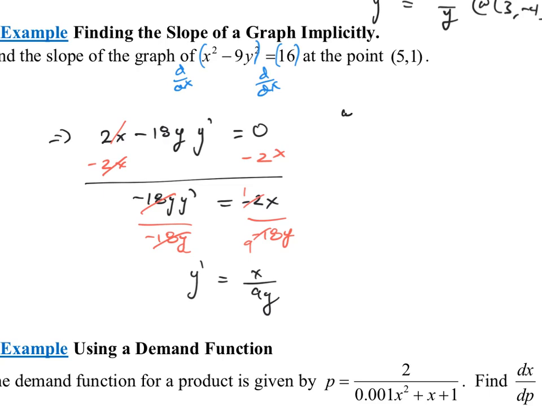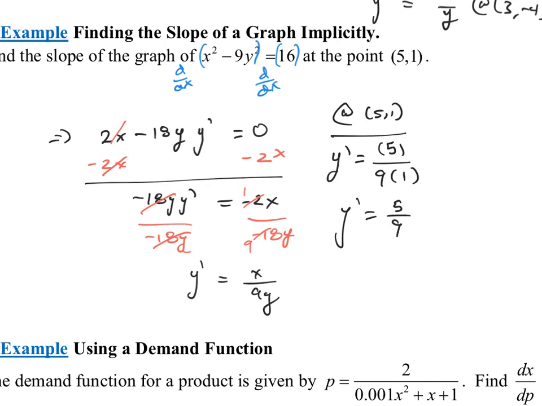Where did we care about it? We cared about it at the point (5, 1). So anywhere we see an x, we're going to plug in 5. And anywhere we see a y, we're going to plug in 1. So that would be 5 over 9 times 1. So what's the slope of the line at that point? The answer is 5/9. So we can now find the slope of the graph.